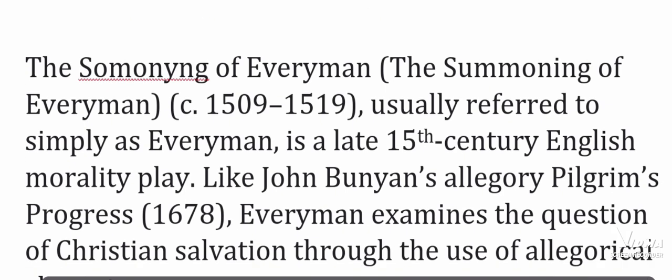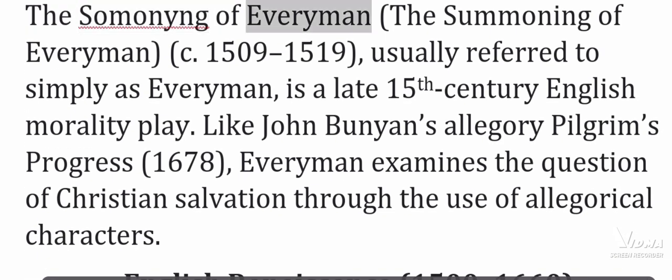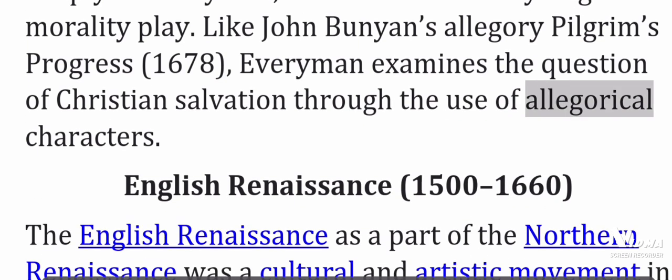The Summoning of Everyman, c. 1509 to 1519, usually referred to simply as Everyman, is a late 15th century English morality play. Like John Bunyan's allegory Pilgrim's Progress, 1678, Everyman examines the question of Christian salvation through the use of allegorical characters.